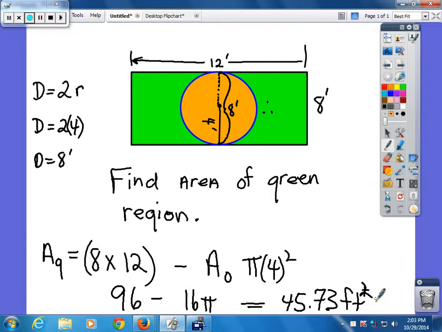So you got a patio that's 12 by 8. And you got a table that's 8 foot across. How many square feet do you have left over? You've got about 45 square feet that you can actually use.